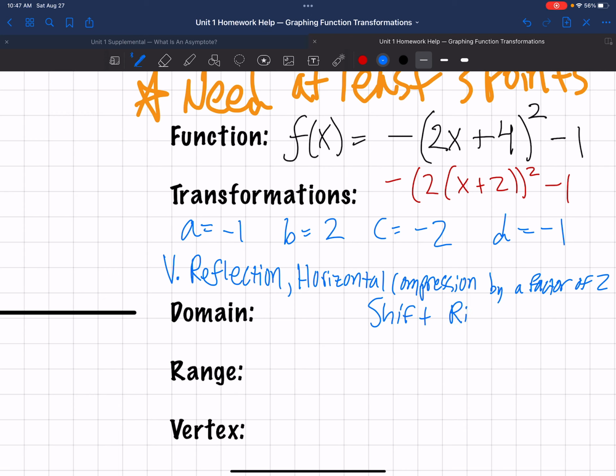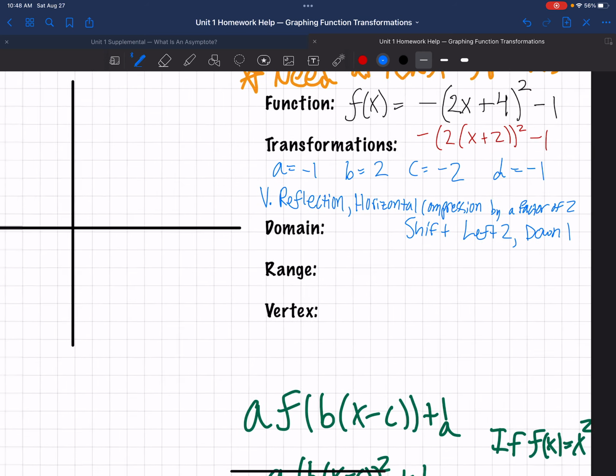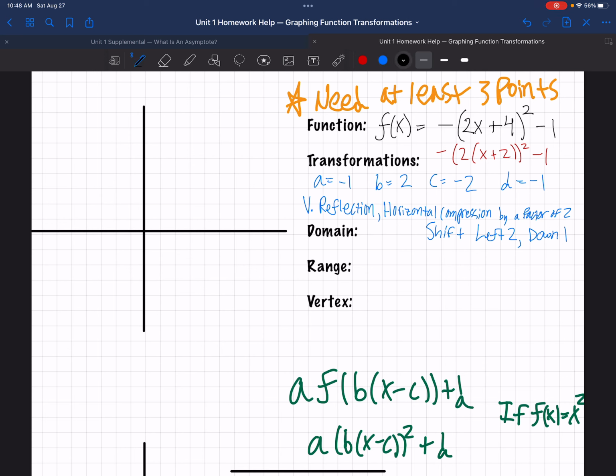Right. Oh, no. Left, silly. Shift left 2. And D equals negative 1 is down 1. Okay. We'll figure out domain and range in a second. Let's graph this.